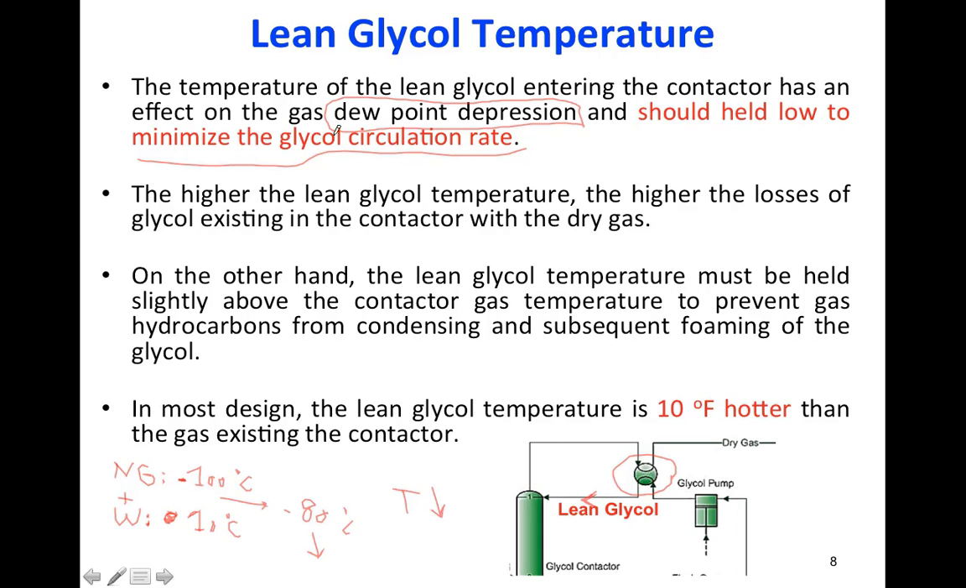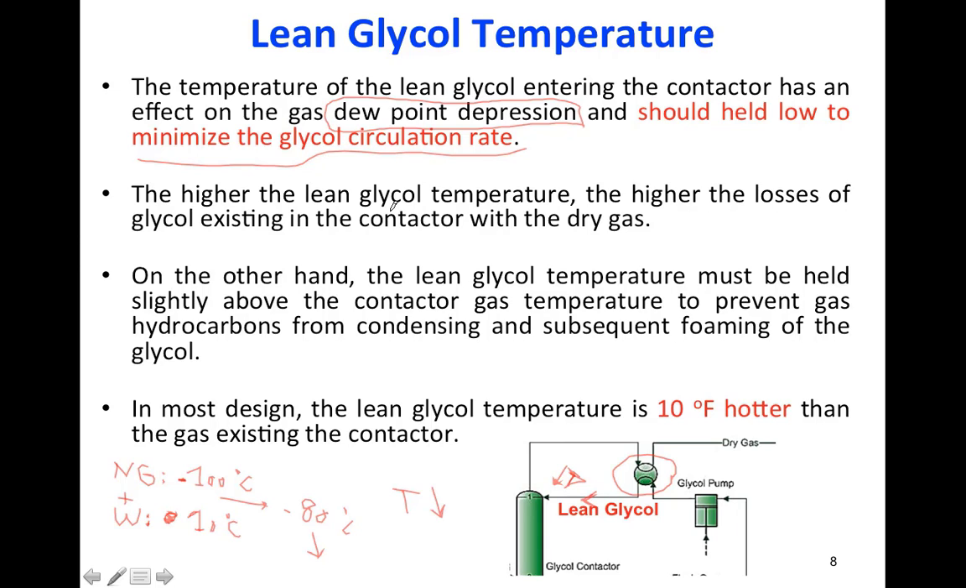So the inlet glycol, the lean glycol temperature, is important, because when we have low temperature here at the inlet, we can have more water absorbed. When more water is absorbed and goes to the glycol, it means we will have a better dew point depression. It means my natural gas will be purer, more free of water, so the dew point temperature will be lower, or it will have more depression in the dew point.